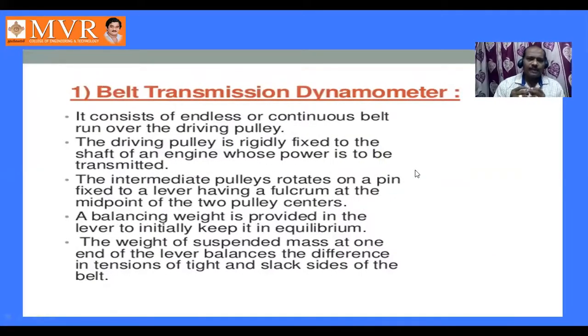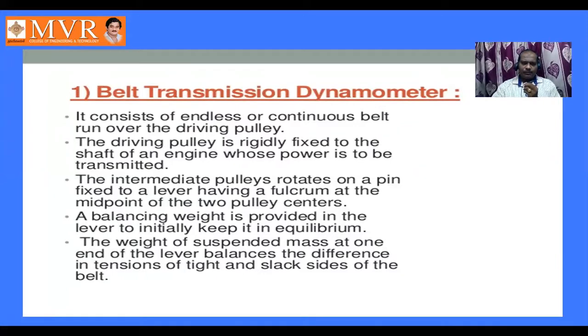First one is a belt transmission dynamometer. In the belt transmission dynamometer, we are discussing the construction first. What are the components? It consists of an endless or continuous belt run over the driving pulley. A driving pulley is there, a belt is there, a continuous belt run over the driving pulley. The driving pulley is rigidly fixed to the shaft of an engine whose power is to be transmitted.